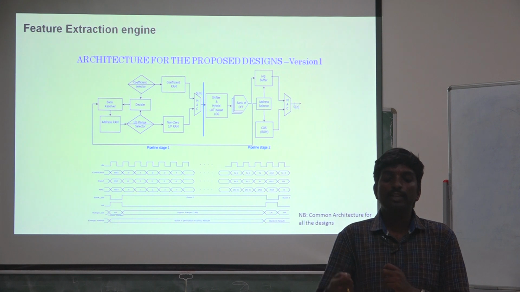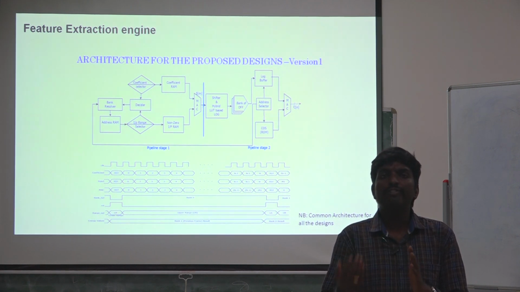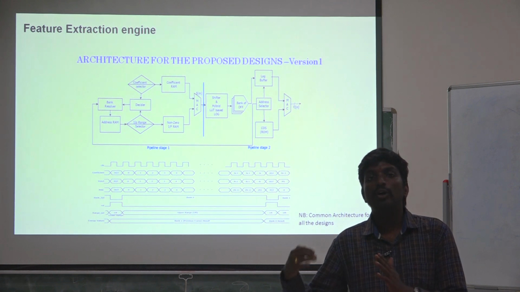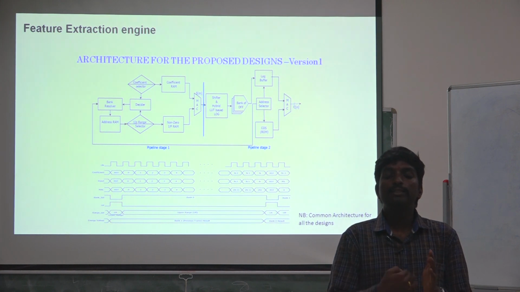Whenever the upper range is reached, the address RAM will get incremented. So for the second bank, 1 to 5, the upper range is 5. Whenever 5 is reached, it will change to the next bank, that means the third bank.